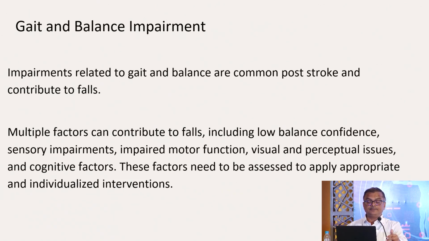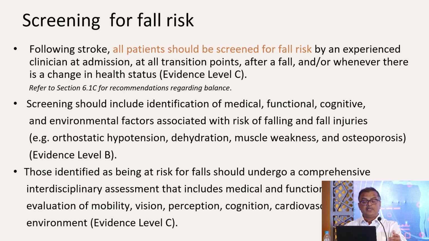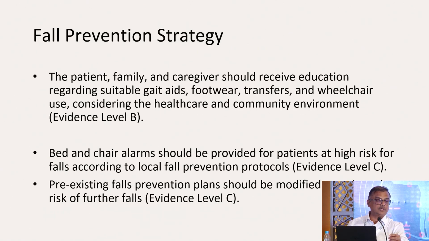Gait and balance impairment. A variety of interventions are available for a stroke patient without a specific approach proving superior. So successful treatment is based on individualizing the intervention to specifically address the patient's impairment and functional limitation. The use of AFO on the hemiplegic lower extremity along with assistive devices such as a cane are common compensation strategies that improve balance and gait. But we have this foot plate, the balance master, the equitest system. These are all with us. And again, to prevent the patient from falling, all patients should be screened for fall risk. Every patient of stroke must be screened for the risk of fall.